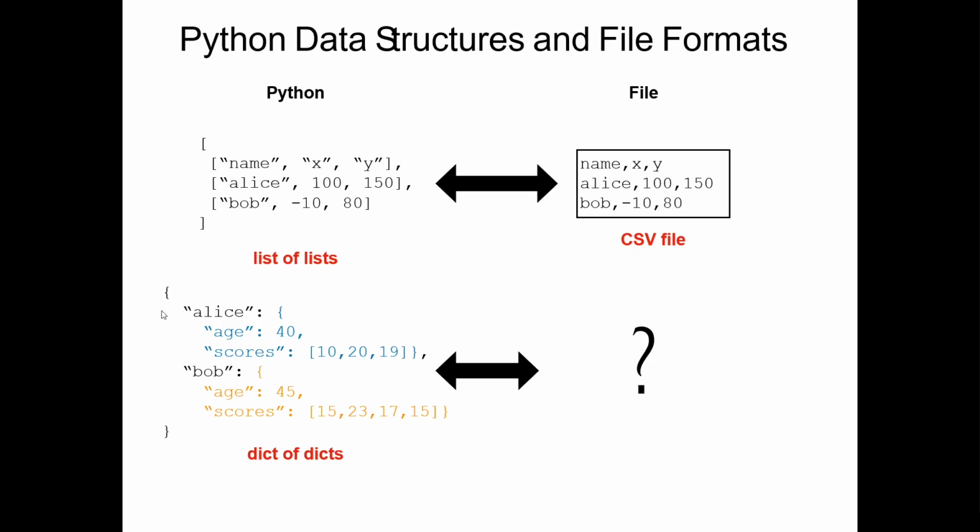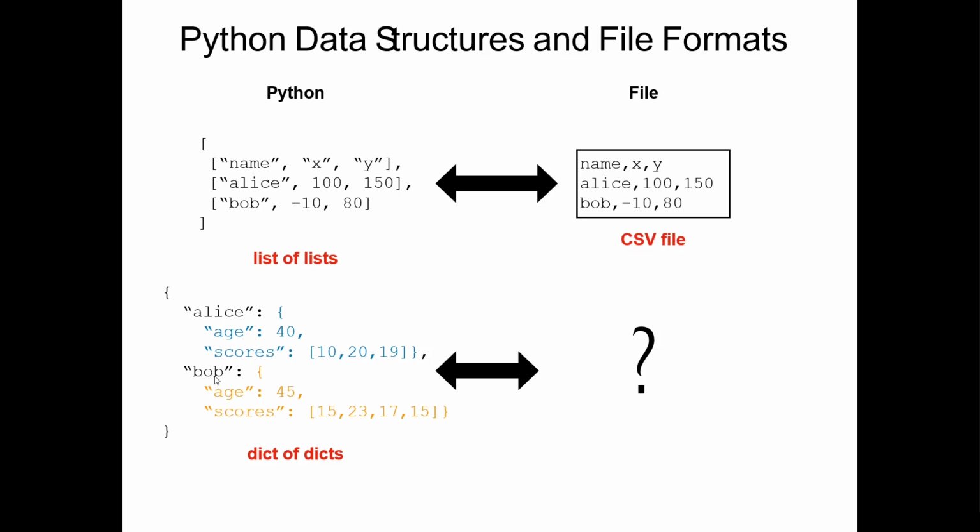Here I've got a dictionary of dictionaries. This dictionary has 2 entries. Alice and Bob are the keys, and each of them has their own dictionary as a value. Inside Alice's dictionary, she's got 2 key-value pairs: age, she's 40, and scores. It looks like she's played the game 3 times and scored 10, 20, and 19 points. So this is actually a list in a dictionary in a dictionary.